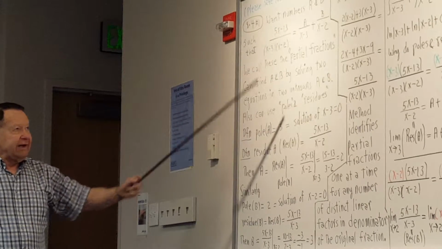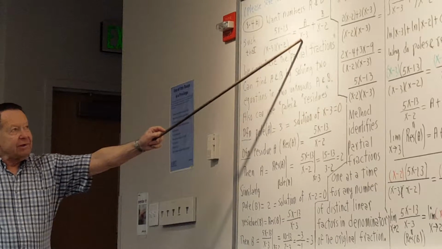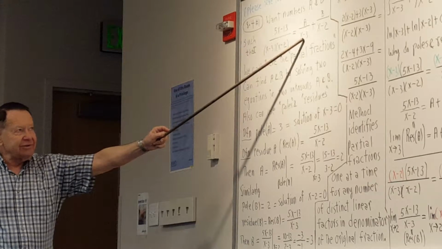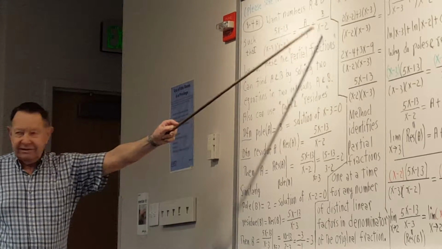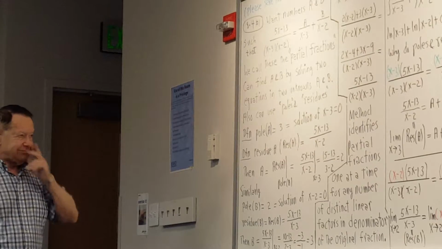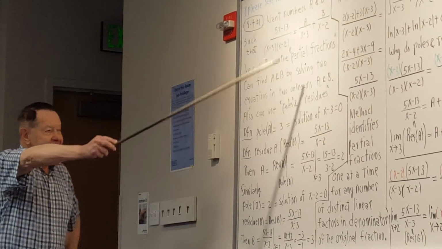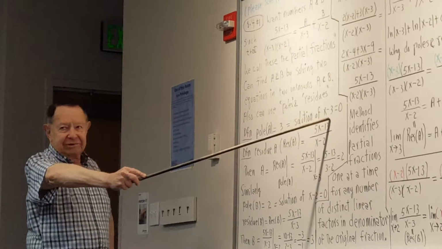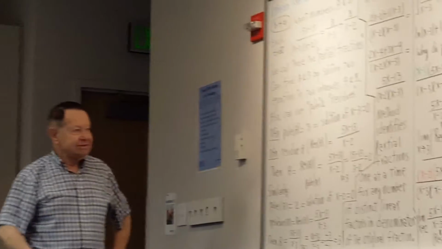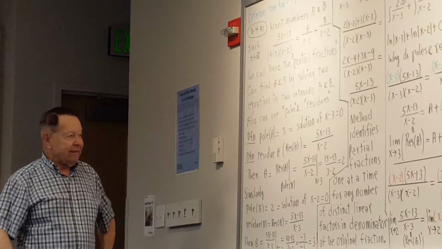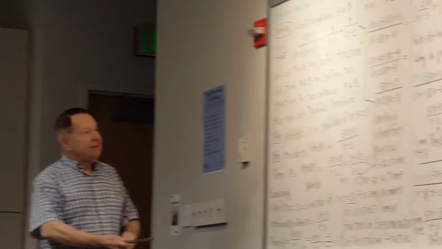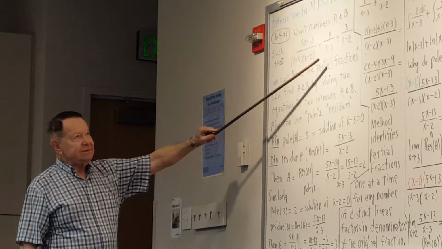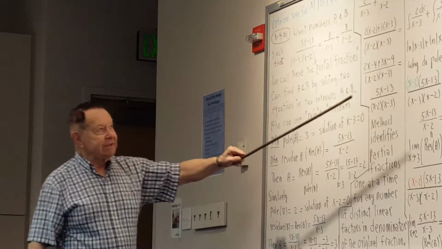The pole for A is the number for which the denominator is 0. So the pole for A is 3, and the pole for B is 2. It's the solution that you get if you set the denominator equal to 0 and solve for x. So that's not hard to see. Okay, what's the residue?